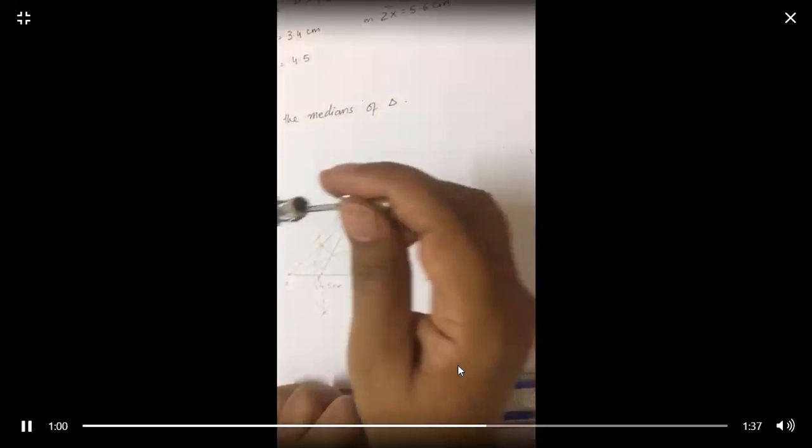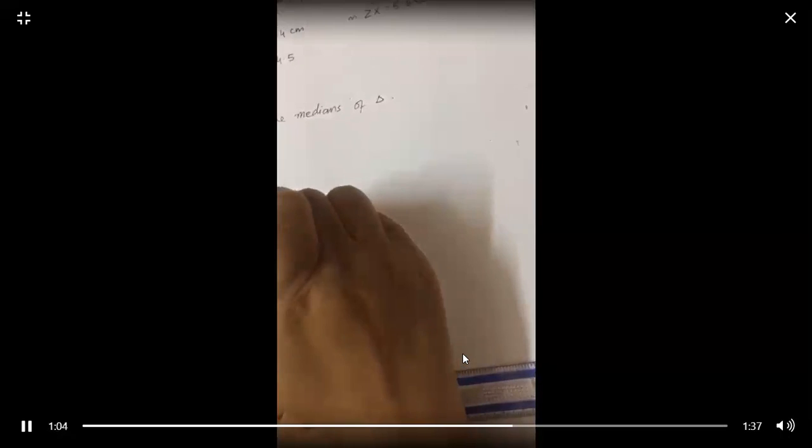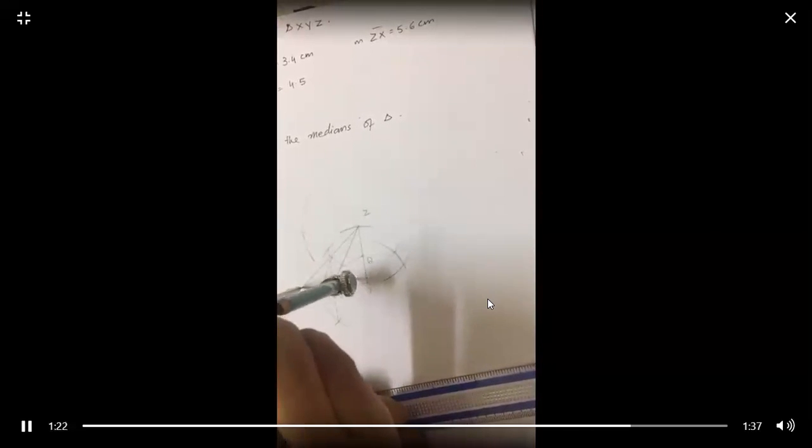Now we have the turn of ZX. Open your compass more than half of XZ. With center Z, draw two arcs. Now change the center, put your compass on point X and draw two arcs.